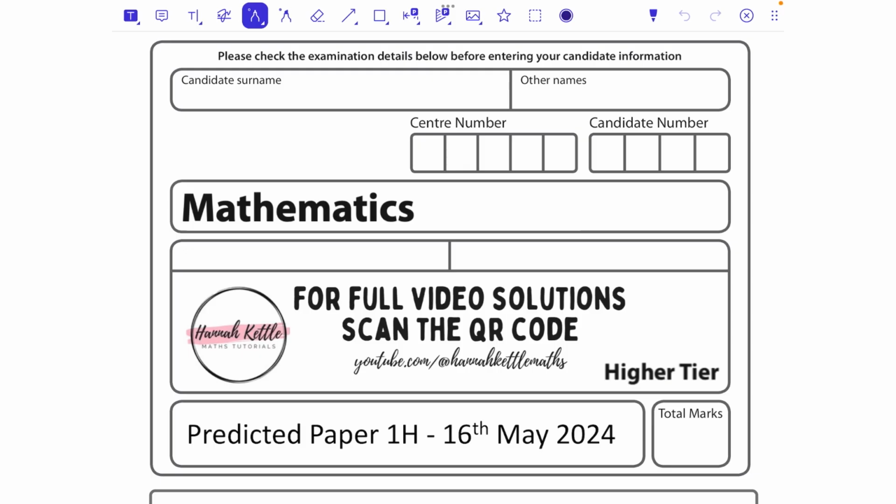So this is my predicted paper for the 16th of May 2024. It is a best guess. No one knows for sure what's going to come up, but we can look at previous papers and see what tends to appear quite a lot, and I've had a go at that for you. So I hope you enjoy it.